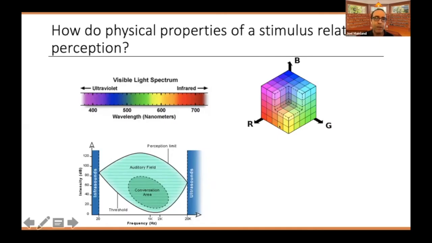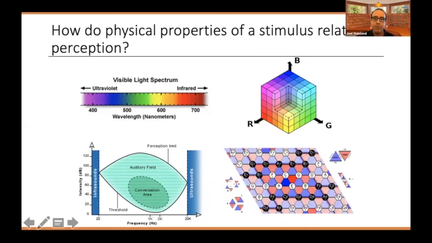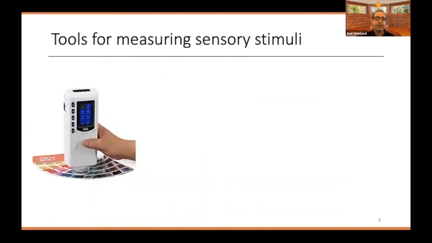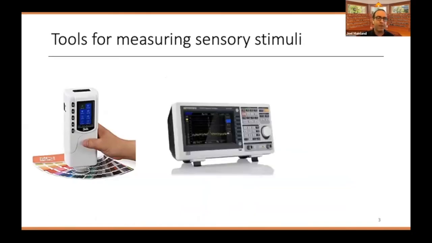So you can mix red and green lights to make a yellow light, and you can mix different sounds together to make major and minor chords. In addition, you have devices where you can measure these physical properties and predict perception. So this is a colorimeter. So you can look at a color and predict what color people will perceive it as. This is a spectrum analyzer for audio waveforms.